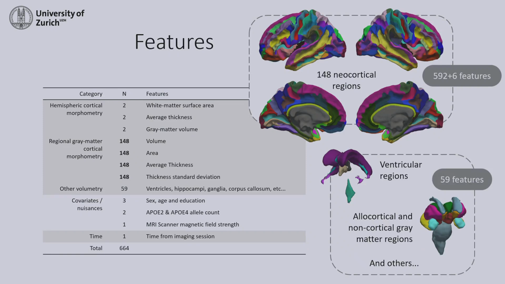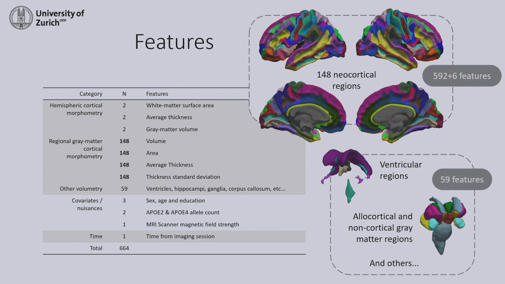From the brain MRIs, we extract these cortical morphometry features. We measure cortical thickness, hippocampal volume, gray matter total volume, and other morphometry features using FreeSurfer, which is an open source tool that does that for us automatically. These plots also come from FreeSurfer. So we have more than 500 features from brain MRI.